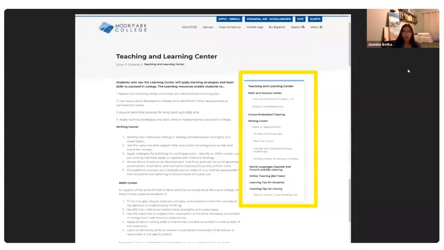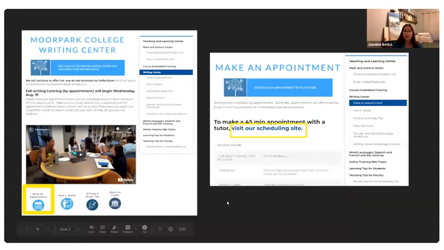Here you can find a ton of available resources, including all of the Teaching and Learning Center's possible tutoring centers. So for example, if you need help with math or science, you can visit the Math and Science Center. If you need help with languages or ESL, you can visit that center. Or if you need some online tutoring, or if you're looking for a course embedded tutor for math, all of that's available here to the right in this menu bar. For the Writing Center, go ahead and click Writing Center, and that will take you to the Writing Center's homepage.